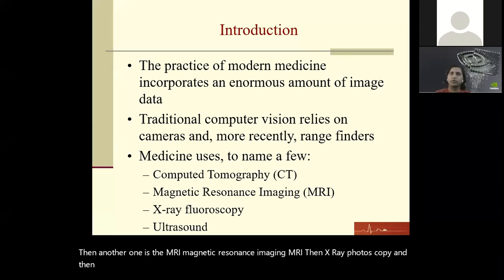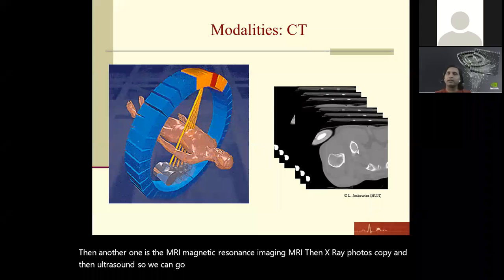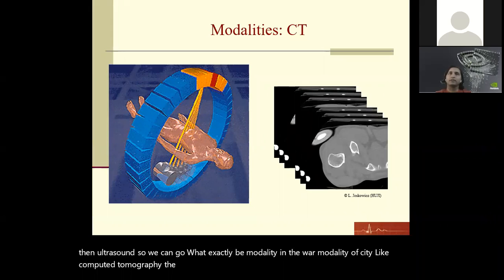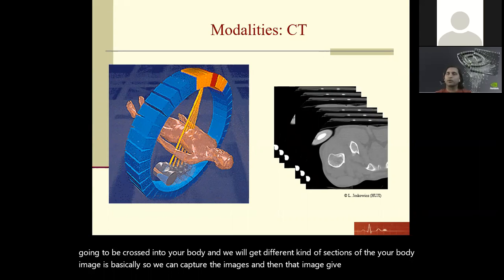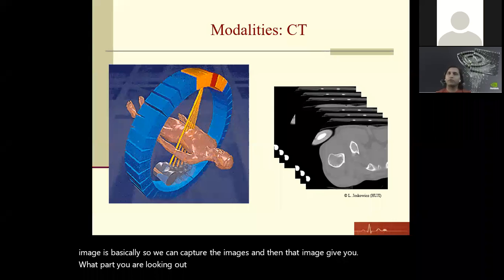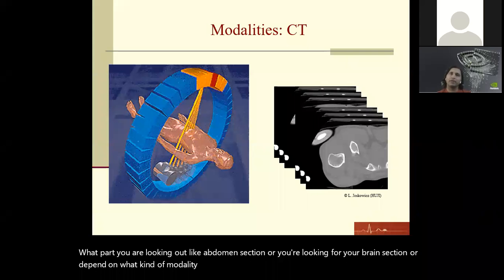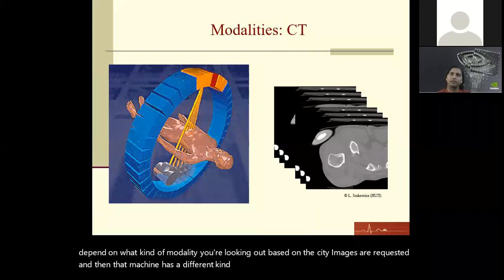So we can go through what exactly each modality is. For CT, computed tomography, your body is laid down, and a magnetic field is going to cross your body, and we will get different sections of your body as images. So we can capture the images, and then the image shows what part you are looking at, like the abdomen section or the brain section, depending on what modality you are looking for. Based on the CT images requested, that machine has different resolution, quality, and other factors. So first one is CT.